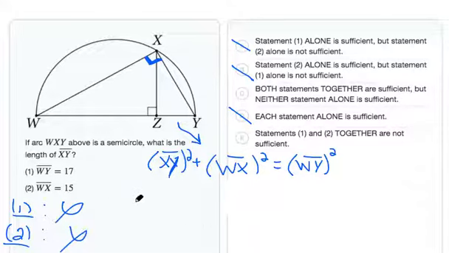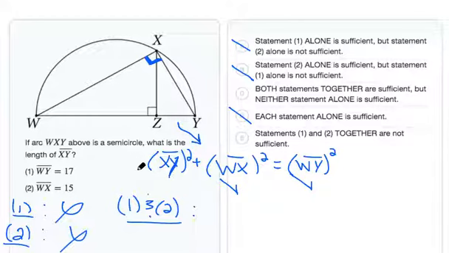So now we'll need to combine our statements. So combining 1 and 2, let's take a look. If we have both of these lengths, we would know WX, we could plug that in. We would also be able to plug in WY. And if we have just values, this would be the only unknown, our XY, which is what we're looking for. So that means that we would actually be able to find a value for XY. And that's enough to say that these statements together are sufficient.